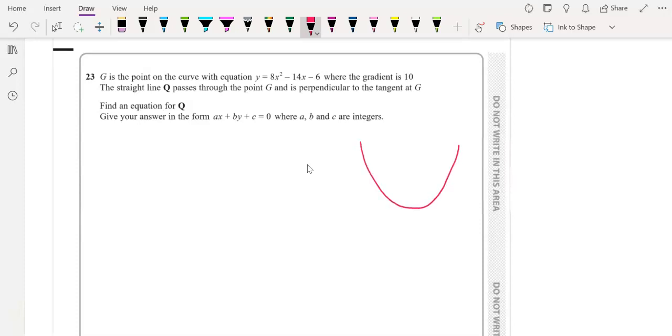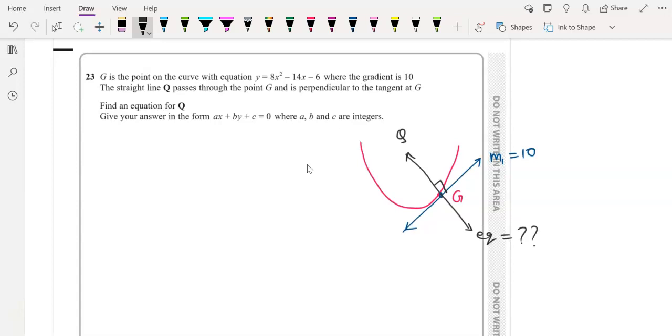Okay, the slope is 10 at point G. Suppose, for example, I take this point as point G. At this point, the slope is 10. That is, the slope of the tangent at this point is 10. At point G, we have line Q, which is perpendicular. So line Q is perpendicular to the tangent and passes through the same point G. The question is to find the equation of line Q.